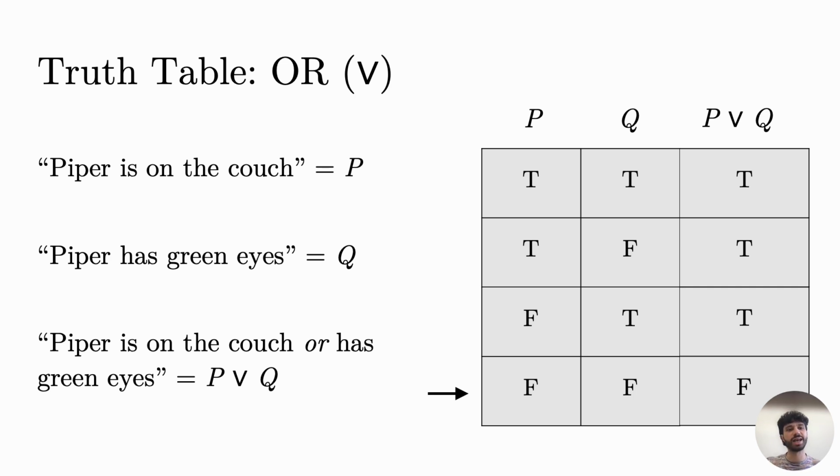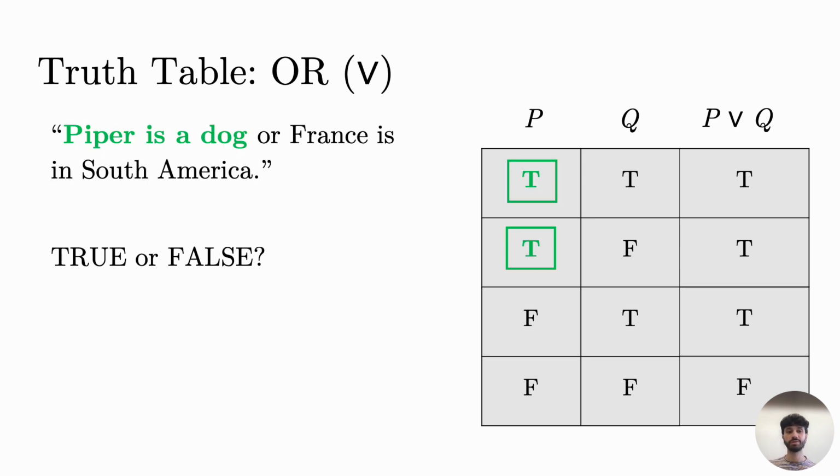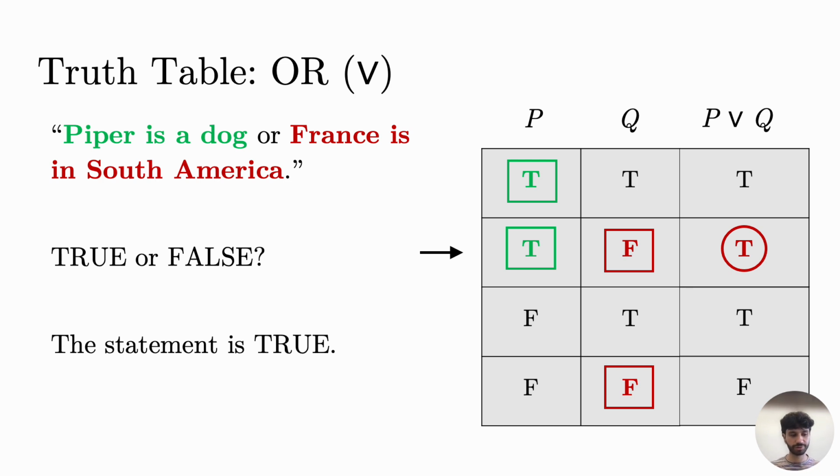Okay, let's again look at a concrete case. Suppose I say Piper is a dog or France is in South America. Is this true or false? By now we have the tools to do this. We first look at the simple statement Piper is a dog. That's true. Then we look at France is in South America. We know that's false. And here we're in the same line of the truth table as in the conjunction case, but here the complex statement is actually going to be true, because one of the elements is true. So this is what you have to remember.